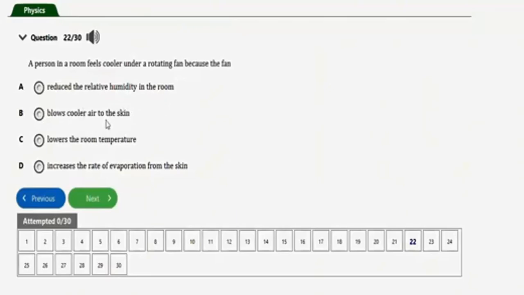Blows cooler air to the skin. C. Lowers the room temperature. D. Increases the rate of evaporation from the skin. So the correct option is option D. Increases the rate of evaporation from the skin. Let's go to the next question.